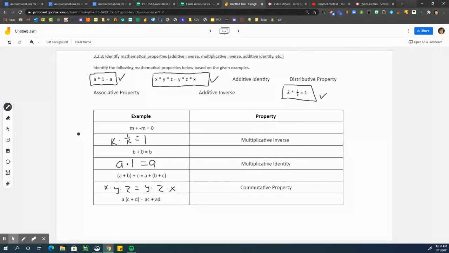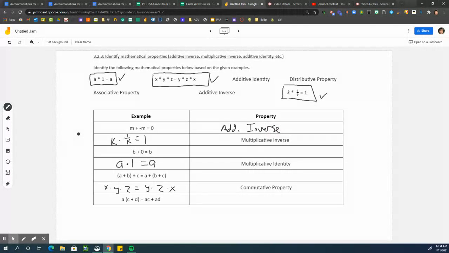Now we have to think about these additive inverses and additive identities, distributive property, associative property. So m, let's look at this first example. M plus negative m equals 0. Well, this is not multiplicative inverse, but it's definitely adding, right? And it's not adding to get to itself, right? That would be identity. It's additive inverse. So because m and then minus m, those are inverses, right? Additive inverse.